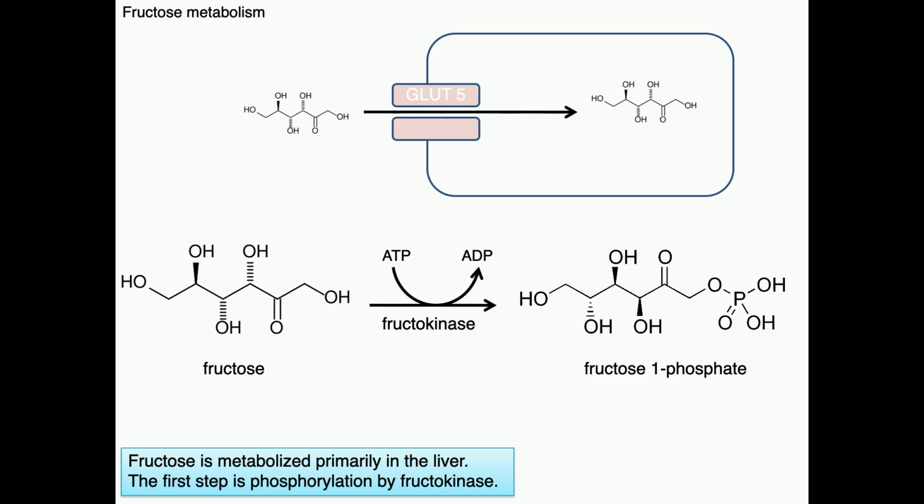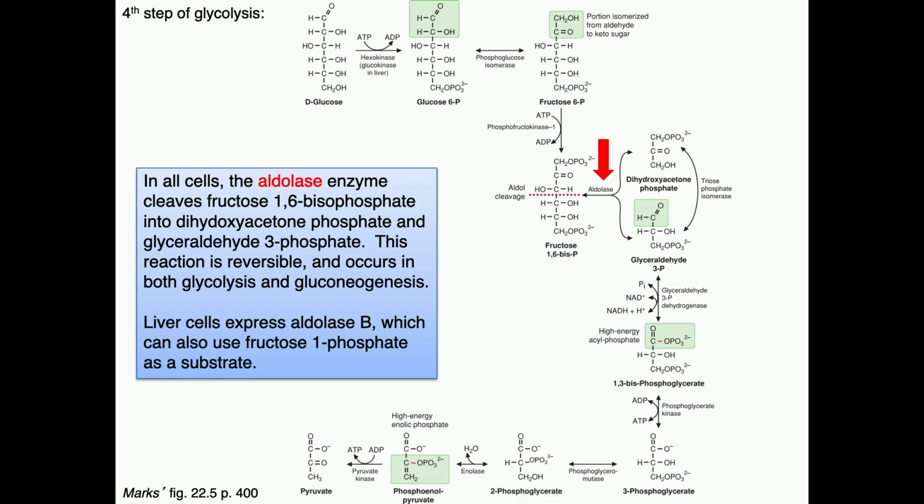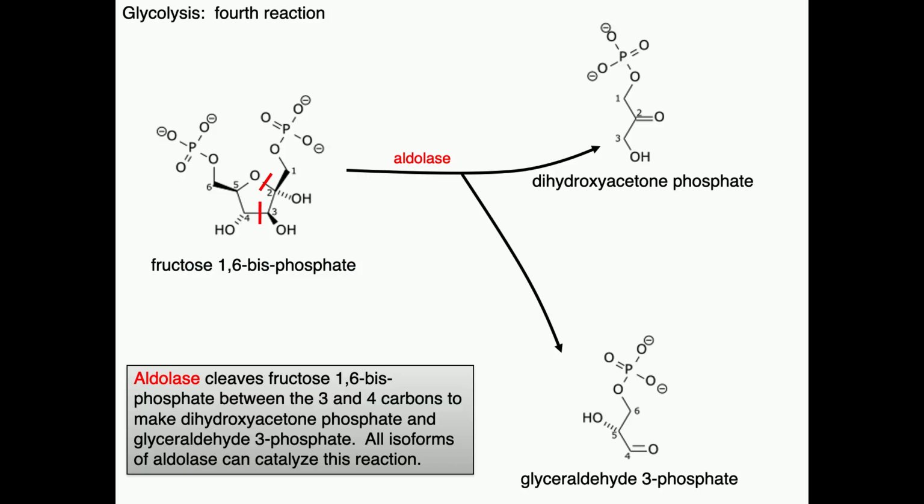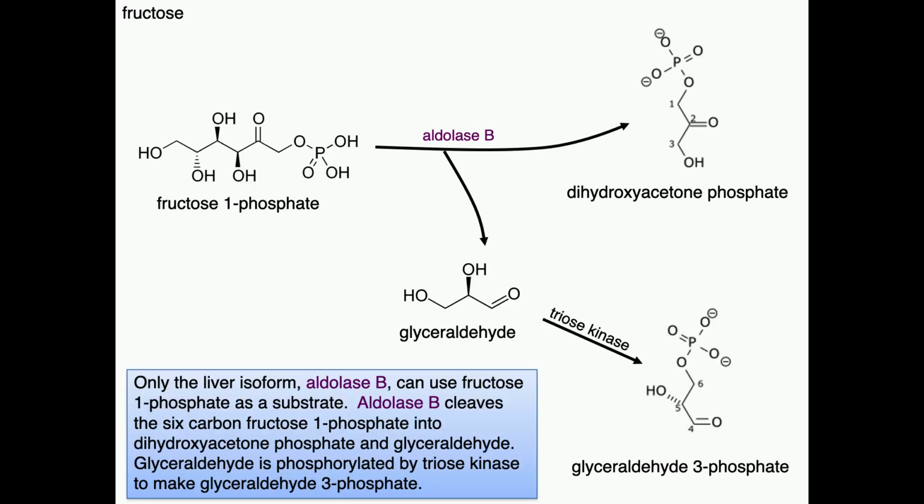Okay, if we remember back, the metabolic fate of fructose 1-phosphate is going to intersect with glycolysis. If you recall, the fourth step of glycolysis was the aldolase reaction, where fructose 1,6-bisphosphate gets cleaved into dihydroxyacetone phosphate and glyceraldehyde 3-phosphate. All tissues express the aldolase A isoform, the main aldolase, if you will, that has specificity for fructose 1,6-bisphosphate. Liver cells express a different isoform called aldolase B, which has additional substrate specificity for fructose 1-phosphate. So aldolase B can cleave fructose 1-phosphate into dihydroxyacetone phosphate and, not glyceraldehyde 3-phosphate, but glyceraldehyde.